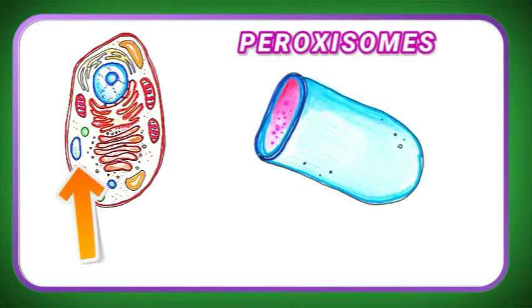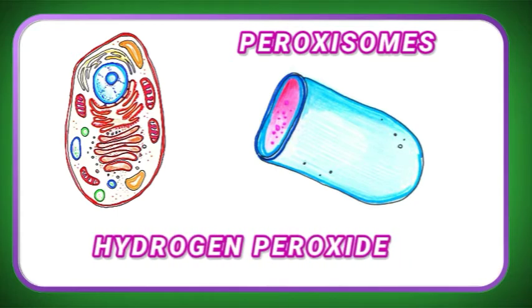Peroxisomes are small oxidative organelles with a fine granular matrix surrounded by a single membrane. In here, molecular oxygen is converted into hydrogen peroxide, from which the peroxisome gets its name. They also perform key roles in lipid metabolism.